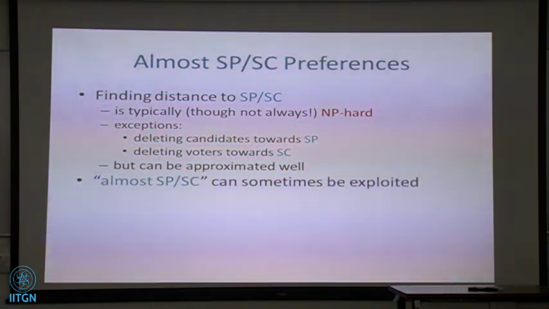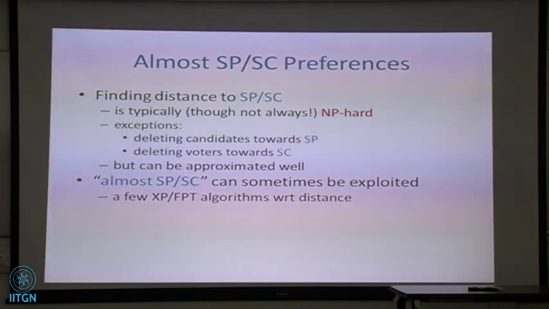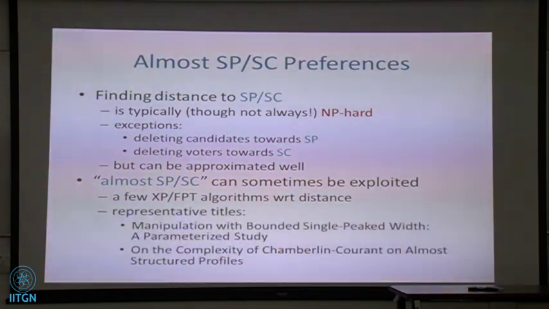And now almost single-peaked, almost single-crossing can sometimes be exploited. Till recently, I only had a couple of examples, but as of recent ADT, there's another example of this accomplishment by people who are in this audience. It concerns the complexity of Chamberlain-Courant, which we didn't talk about yet. That's a multi-winner rule, a rule for selecting multiple candidates at the same time, a committee. This can be done efficiently on almost structured profiles, efficiently meaning XP, FPT, that type of results.